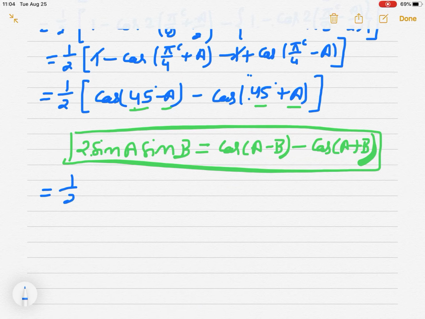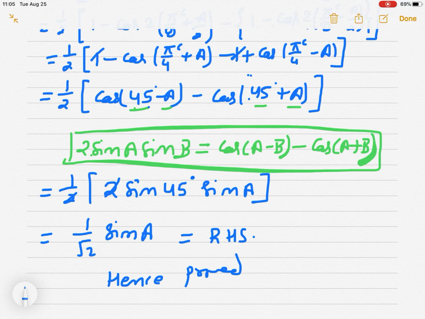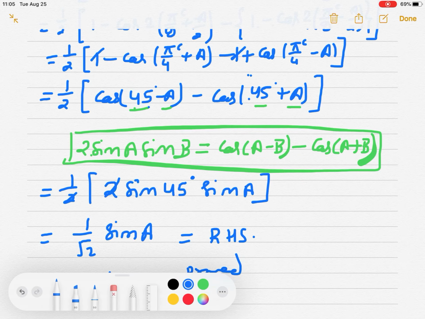See, 1 by 2 as it is. Bracket cos (A − B) minus cos (A + B) is 2 sin A sin B, where A means 45 degrees. Just replace A by 45 degrees and B by A, and then sin A. This much. So this 2 and 2 we can cancel. This is sin 45 degrees, which is 1 by root 2, and then sin A as it is, which is equal to the right hand side. Hence proved.